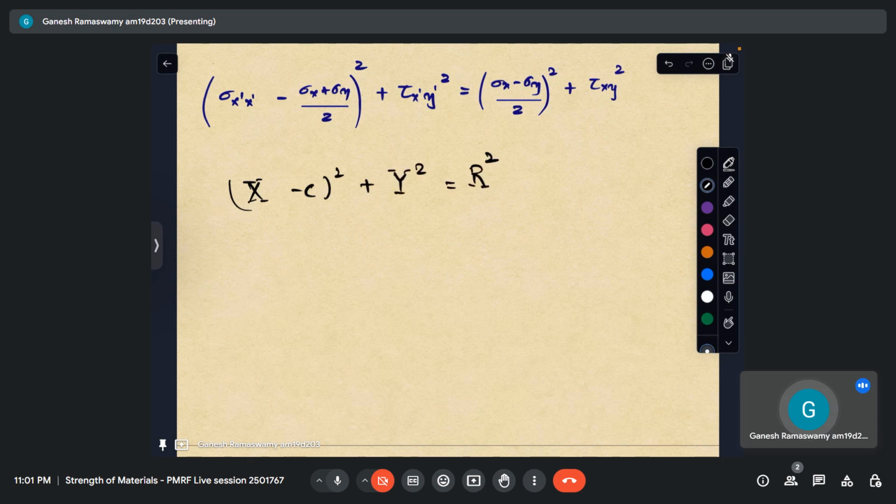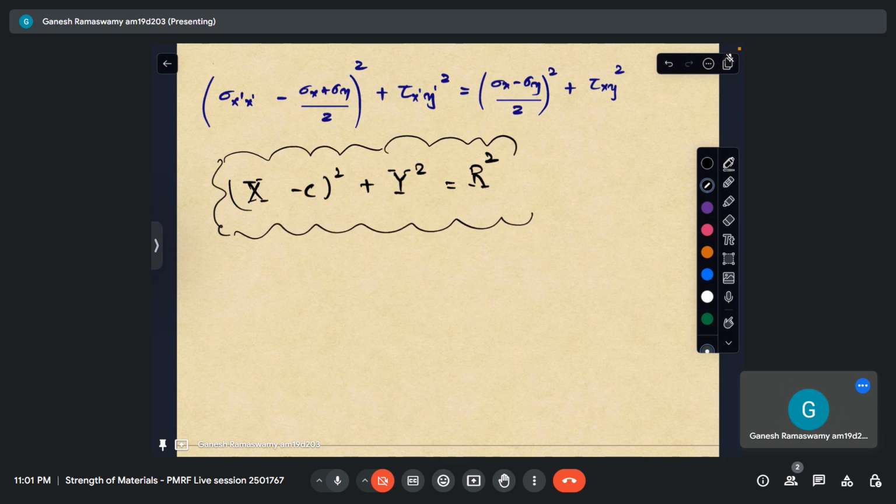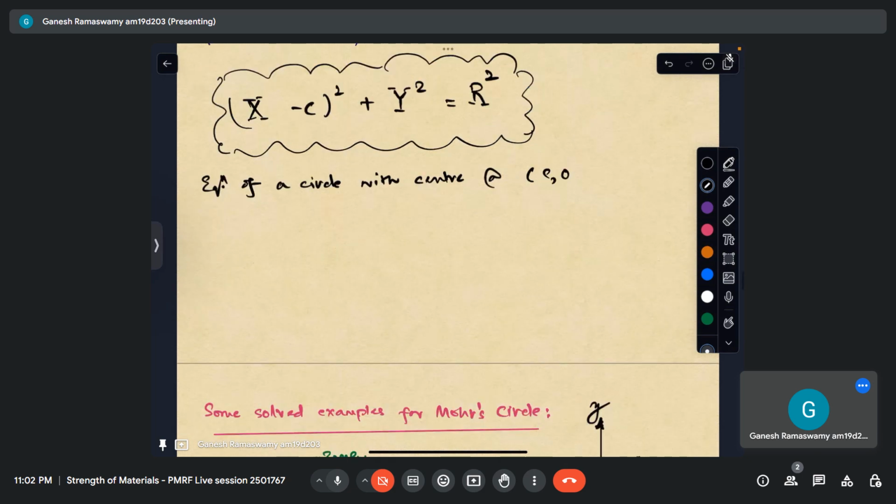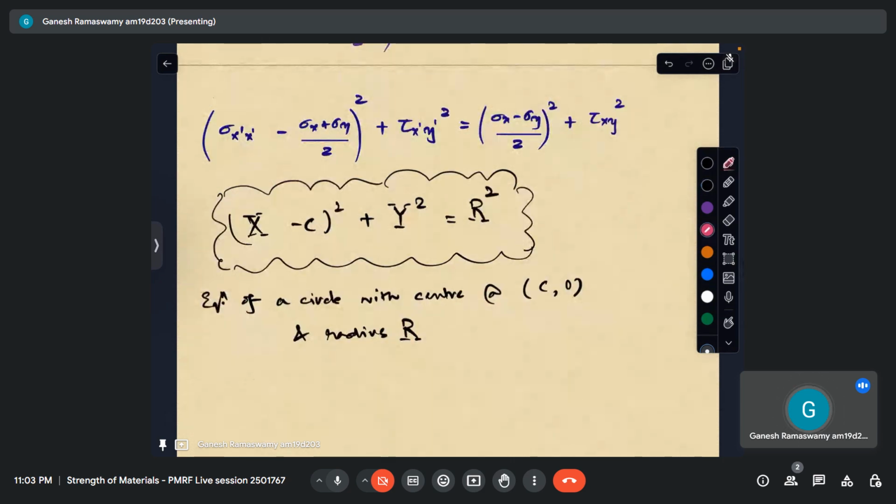So this is of this form, which we can clearly see. It is the equation of a circle with a center at c comma 0 and radius equal to r. So this is nothing but the equation.